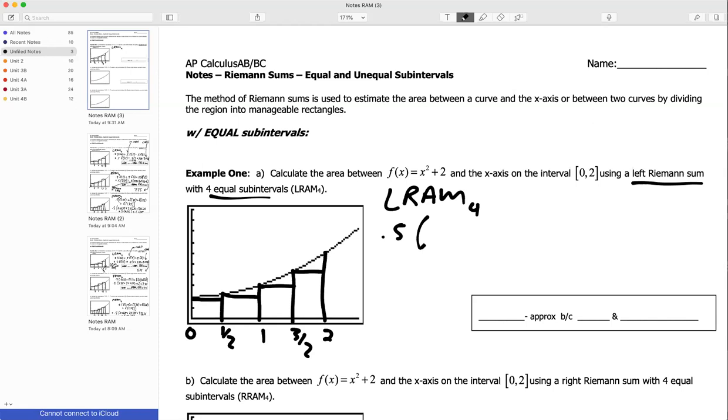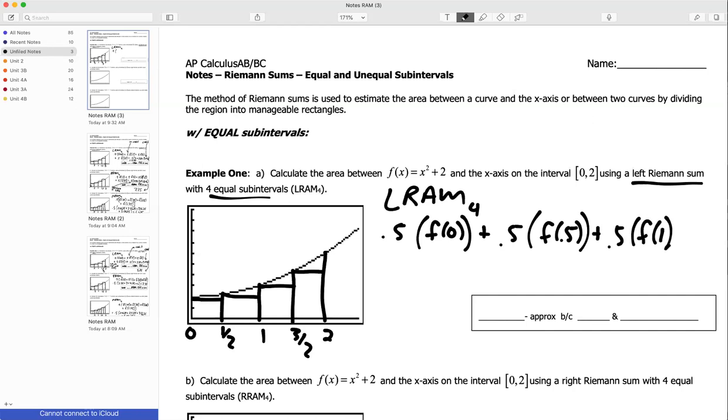The width is 0.5. The height will be given by the left side of my rectangle, which is my y value. So in this case, it would be f of 0. And then I'm going to find the area of my second rectangle. It goes from 1/2 to 1. So my width again is 0.5, and my height is going to be given by f of 0.5. And then I have f of 1.